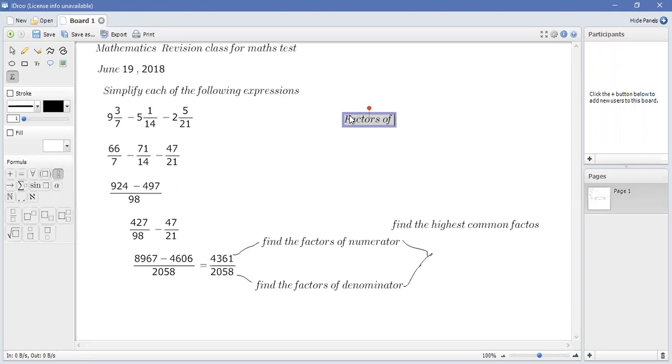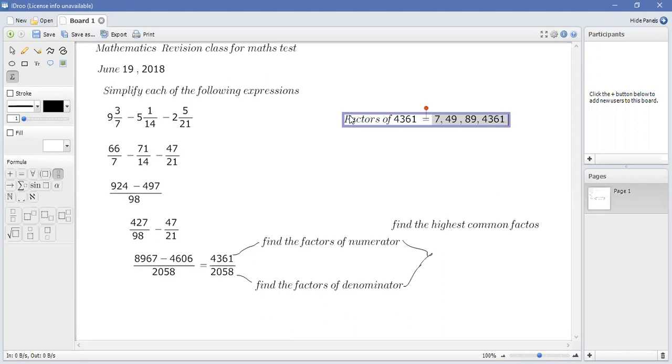Factors of 4,361. They say 7, 49, 89, and itself. Yes, 7, and 49, and 89, and itself. So there's no more? No more. That's no more. We figure out.